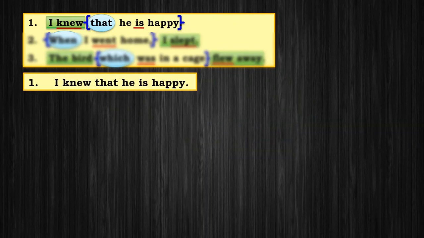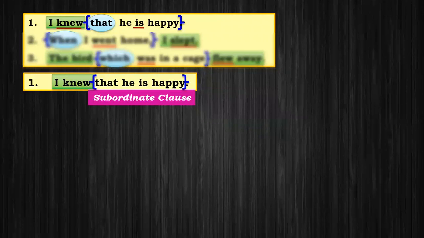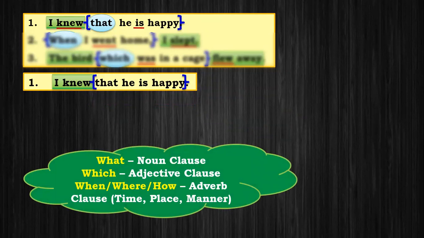Well, now we know which is the main clause and the subordinate. So here we go. I knew is the main clause. Subordinate clause. It's easy. It starts with a subordinating conjunction. Hence, that he is happy is a subordinate clause. Now it's time to try the third step. Ask a question to the main clause, so the subordinate clause acts as an answer. But which are the questions? Here we are. What, which, when, where, how.